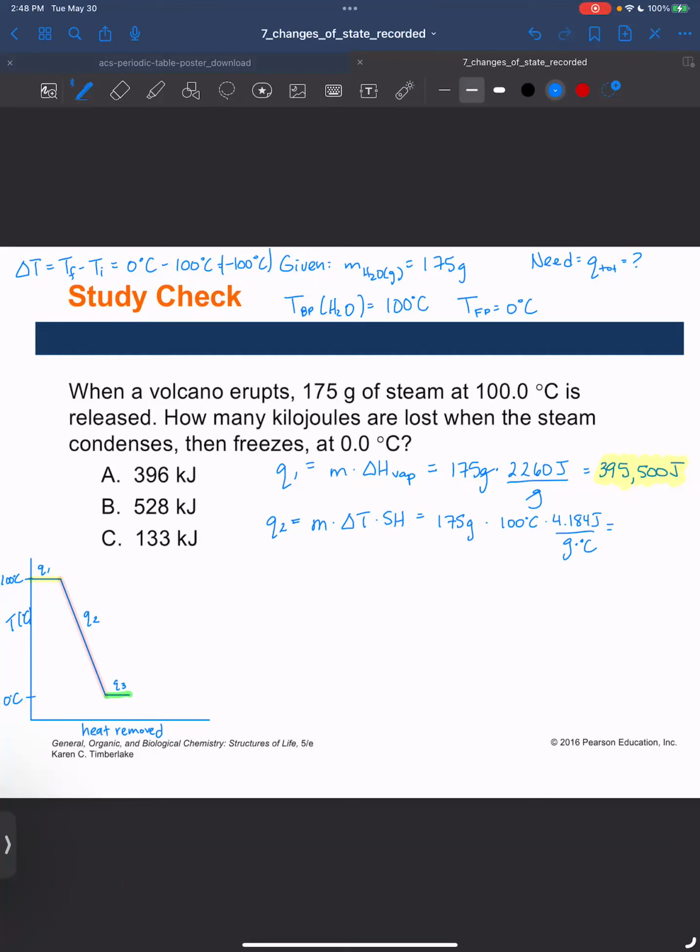And so when I plug that into my calculator, I get 175 times 100 times 4.184, and I get 73,220 joules of energy needed to cool all that liquid water towards the freezing point.